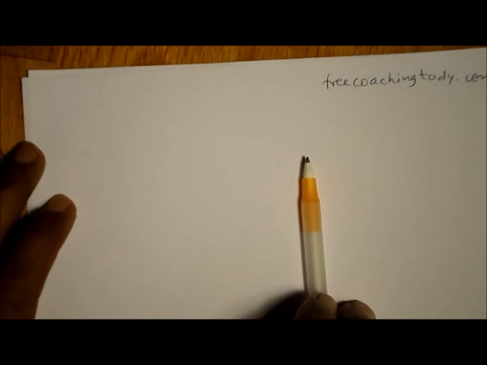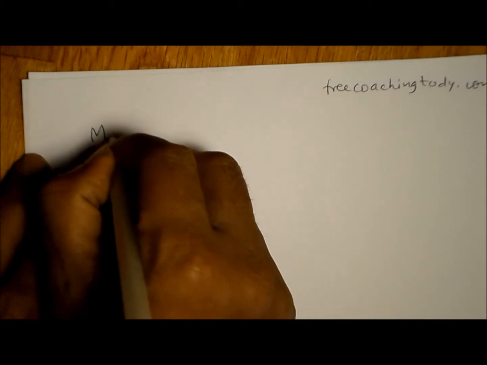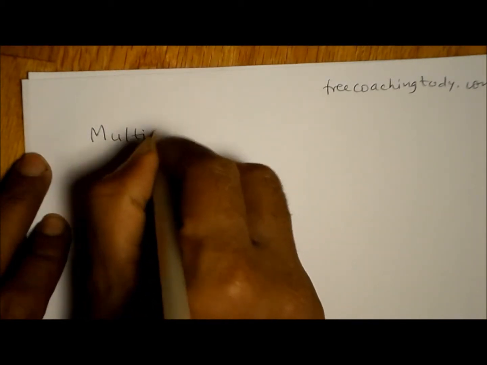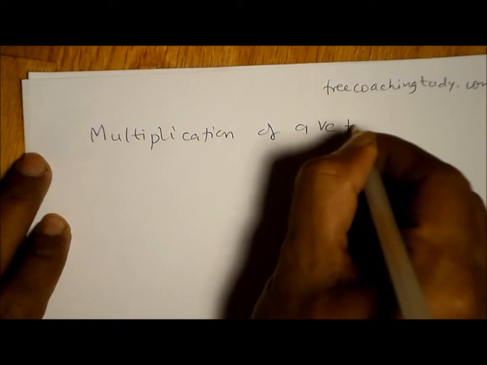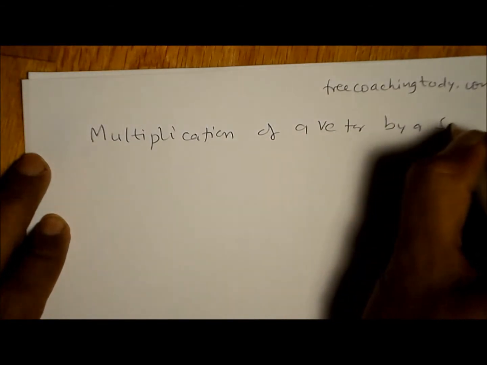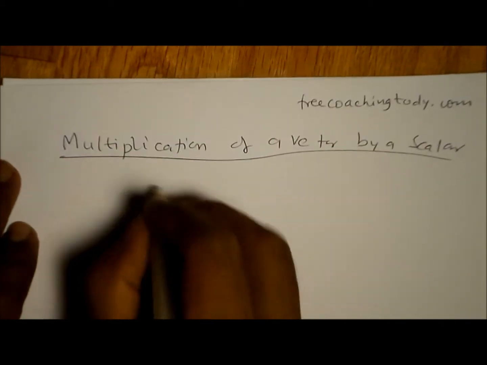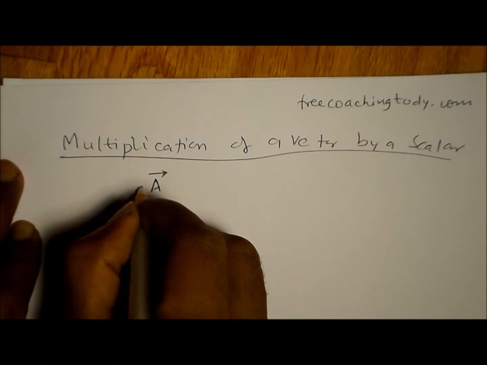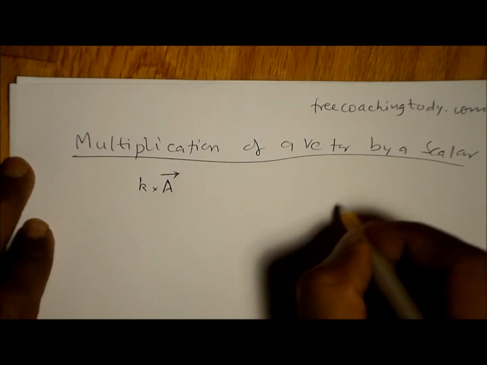So we have already seen how to do the addition of two vectors in the previous lecture. Let's now see the multiplication of a vector by a scalar. We have a vector A, and we are going to multiply it by a scalar. A scalar is simply a number like 4, 5, 3. A vector has some direction.